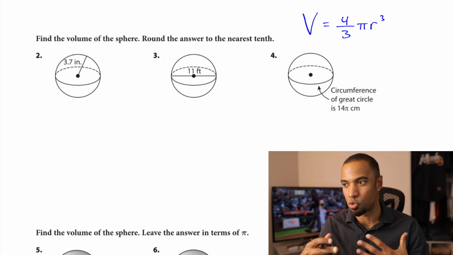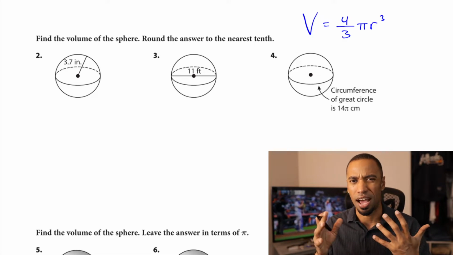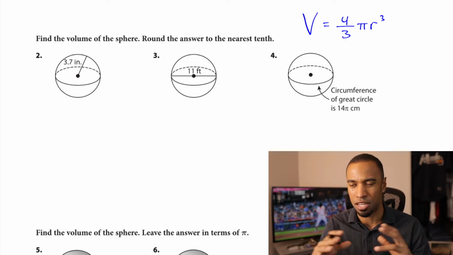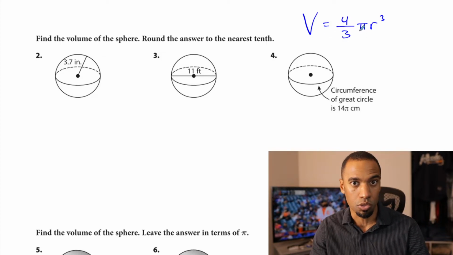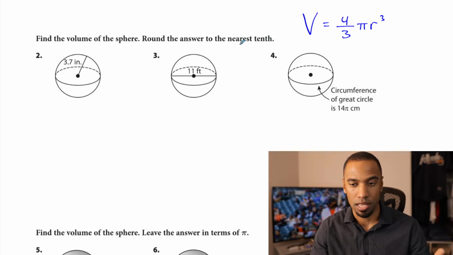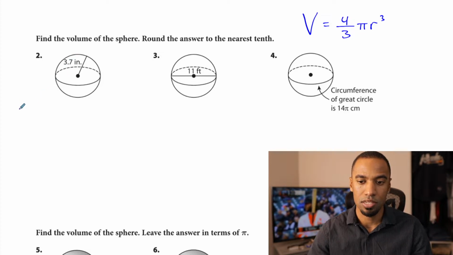I can't really dive into a proof with you for this unless it's a much higher-end class. You need calculus because you need integration with it. But this is the go-to formula for it, and round to the nearest 10th afterwards. So here we go. We have a radius of 3.7 inches right here.